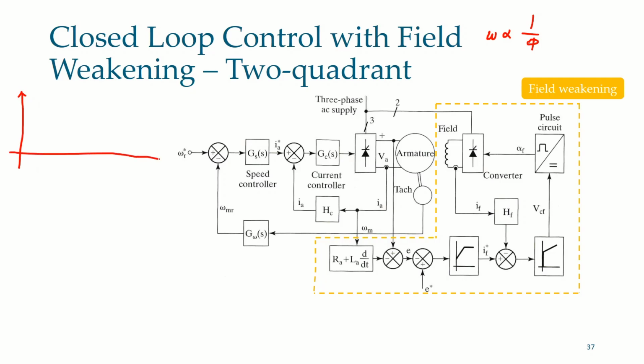So here, if we draw the constant power region and the constant torque region as a function of the speed, if this is omega base, under this speed, if the speed is less than omega base, then here we have VA control. And if omega is higher than omega base, we have the flux control, or what we can call the field weakening.